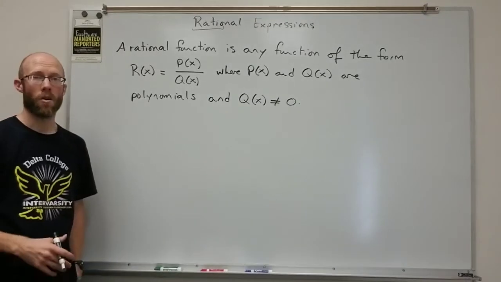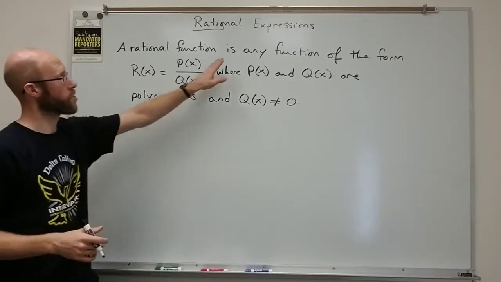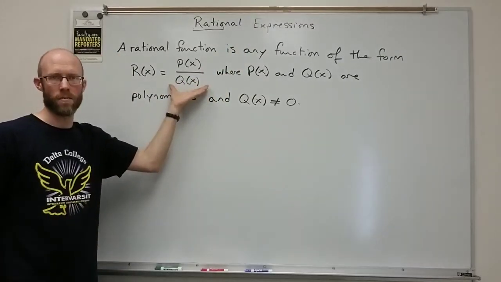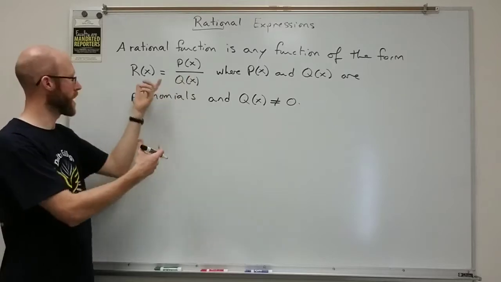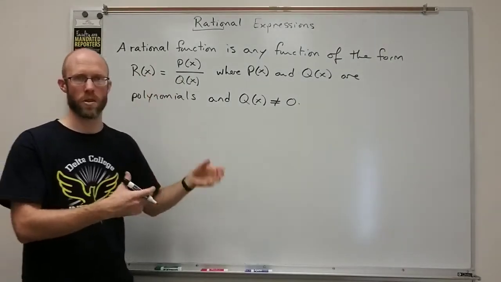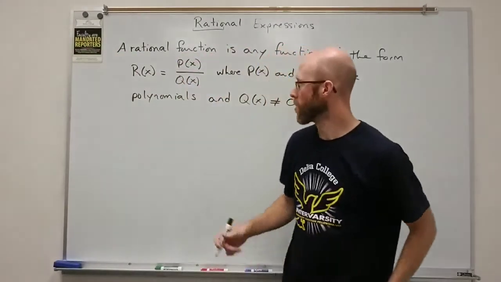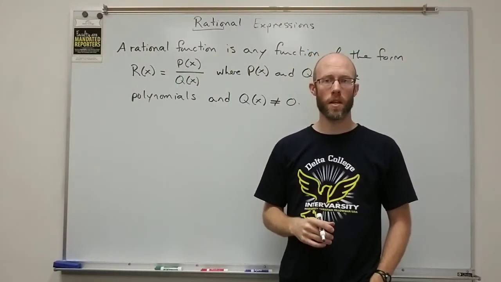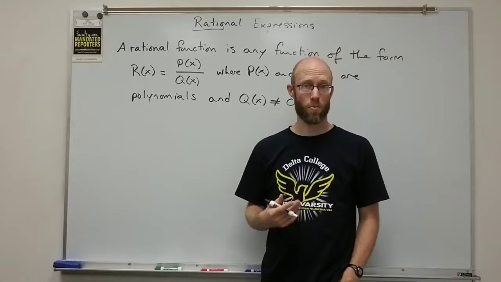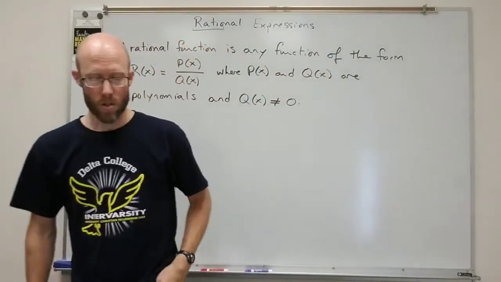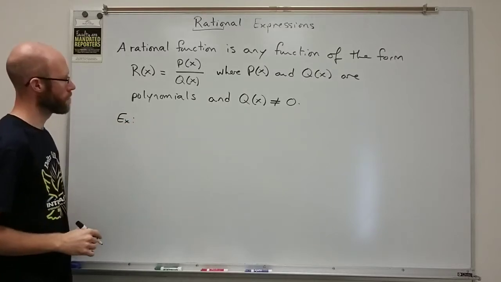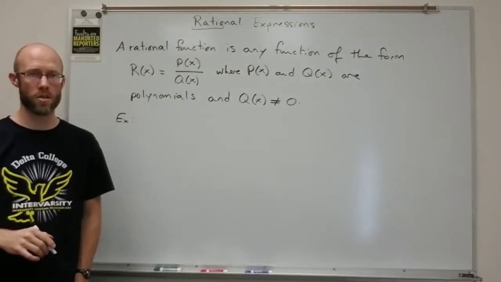Now, a rational expression is simply the right side of the function, right? It's not the function notation. You ignore that part of it. The rest of it, the two polynomials, would be the rational expression, all right? So that just gives you an idea. So just a couple of quick examples of some rational expressions.